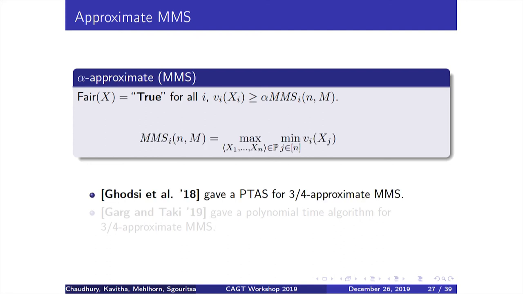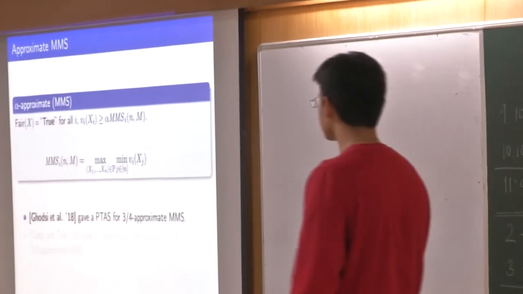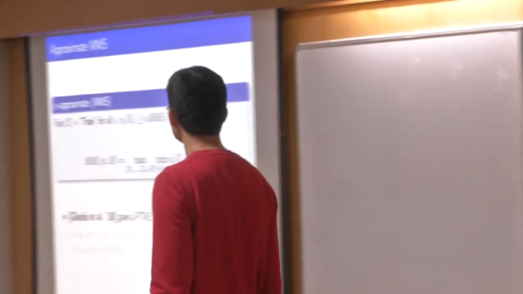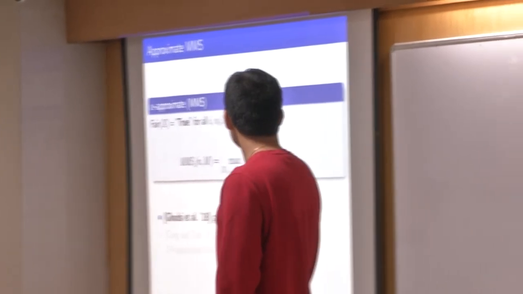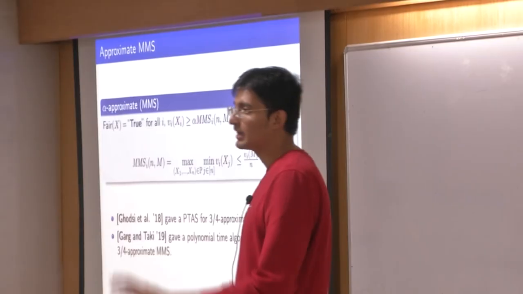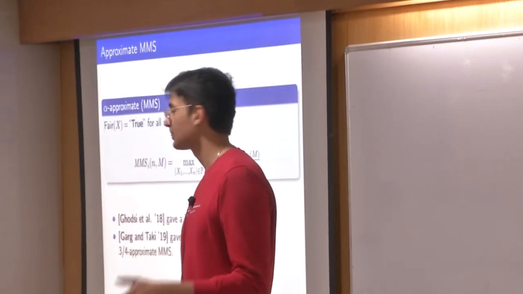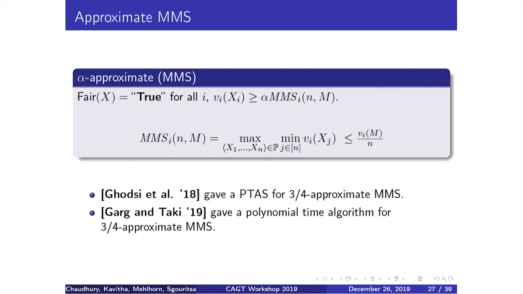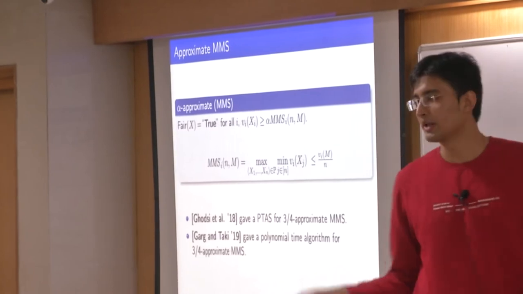In 2018, Ghodsi and others gave a PTAS for finding a 3 over 4 approximate MMS allocation. This was the first paper to achieve this ratio, but it is very complicated. It's over 75 pages long. Quite recently, Garg and Taki have given the same approximation factor, but it's a polynomial time algorithm, and it's much simpler. The message being that the current best approximation for MMS is 3 over 4.